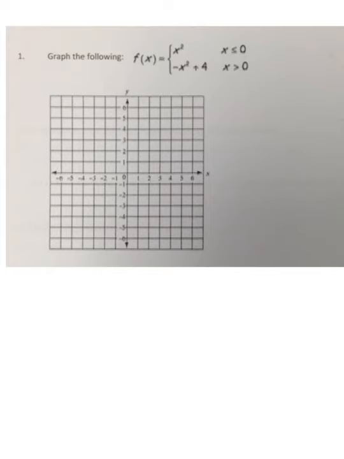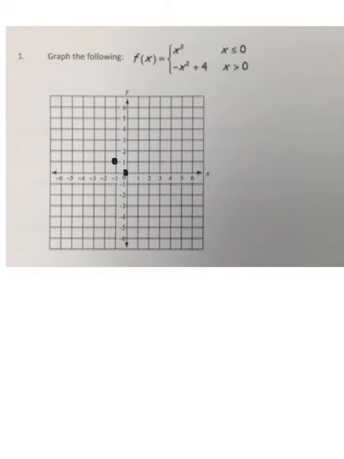Okay, so we're going to graph the piecewise function. The first one is x squared, and we know that's an open parabola that starts at 0, 0. Now, the domain that they gave you does include the 0, so we're going to have a solid circle at 0, 0. And then remember, we go up 1 to the right 1 from the turning point.